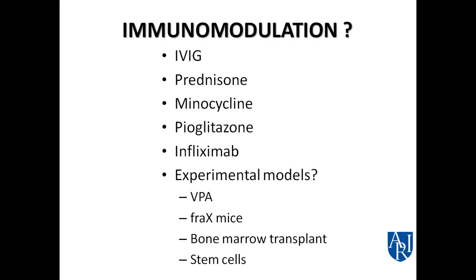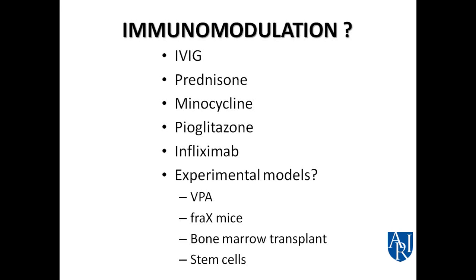Experimental models, I think, could be very helpful in testing therapies. The valproic acid mouse model has been used widely. There are Fragile X mice, and of course a third of Fragile X patients have autism. Bone marrow transplant would be interesting because it's been demonstrated that you can correct microglial abnormalities in animals by transplanting bone marrow from a normal mouse to an abnormal mouse.